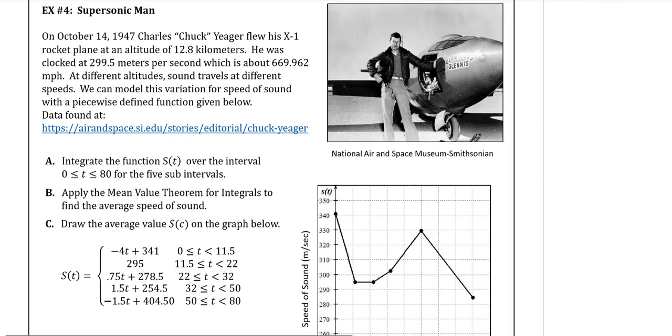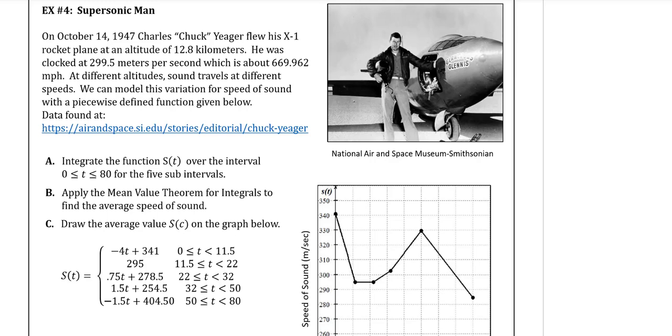Okay, so we're going to end this video with an American hero, Mr. Chuck Yeager. On October 14th, 1947, Charles Chuck Yeager flew his X-1 rocket plane at an altitude of 12.8 kilometers. He was clocked at 299.5 meters per second, which is about 670 miles per hour. So if you can imagine how fast that was.